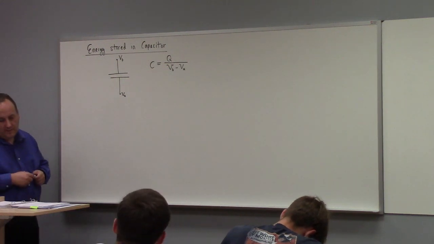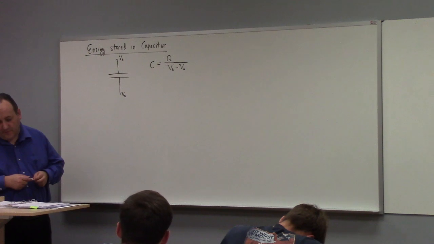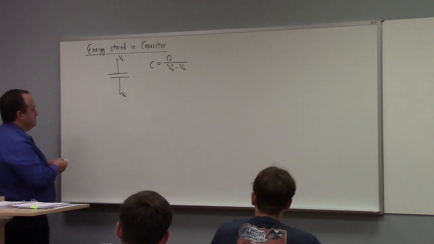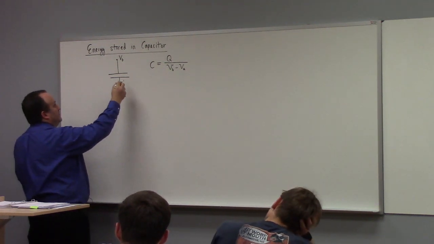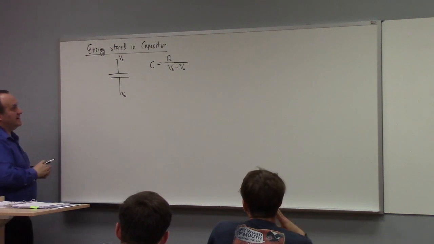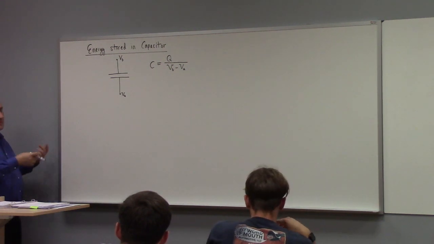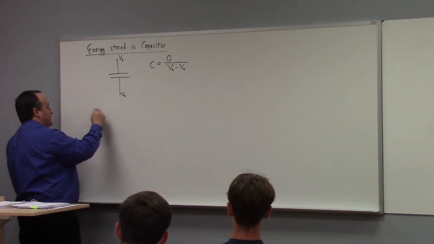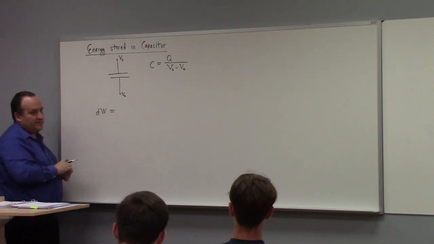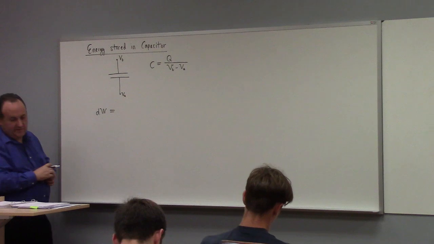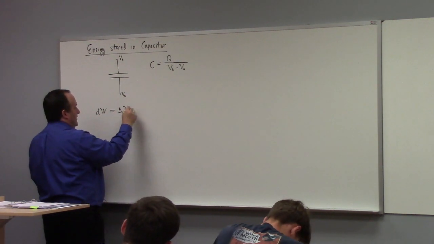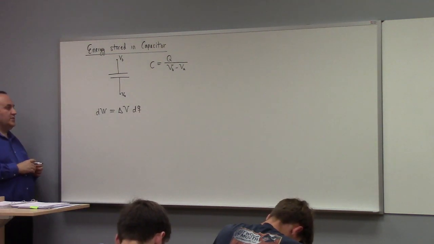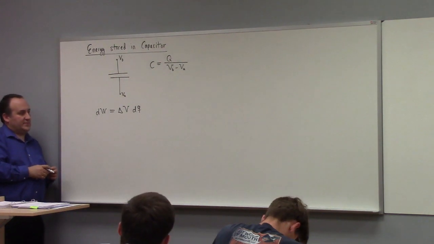So we can ask the question, how much work does it take to move dq from one plate to another? Imagine we start out with it uncharged, just sitting there. So the first little bit of work, a typical bit of work, is equal to the change in voltage times dq. That's how much work it would take to add a charge dq onto the plates.